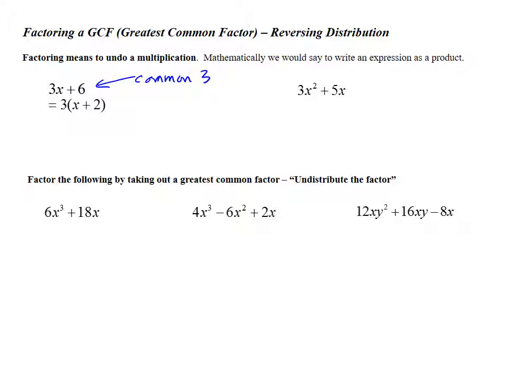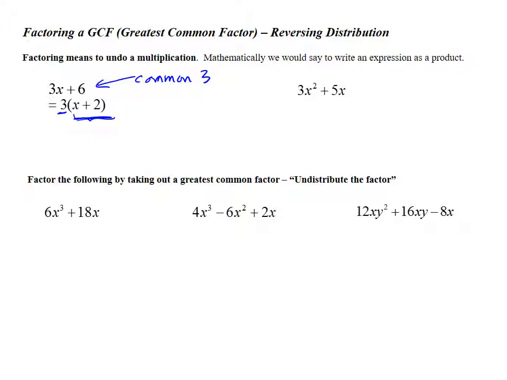So the idea is to take the 3 out and then write what you would have left if the 3 was undistributed. So basically divided. So 3x divided by 3 is x, and 6 divided by 3 is 2, so you're left with an x plus 2 here. Let's try that with another example.